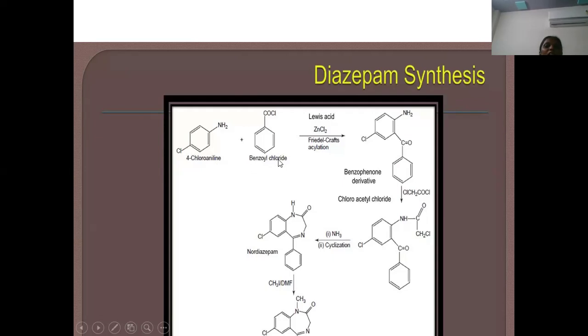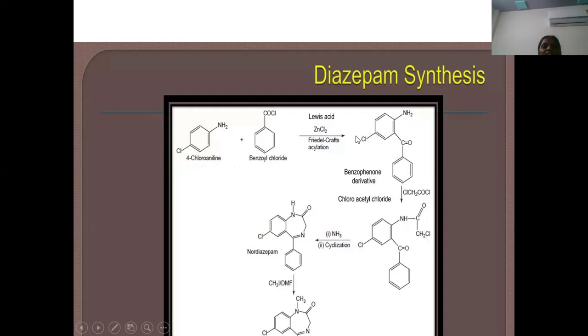This is treated with benzoyl chloride. Benzoyl chloride is a benzene ring attached with C double bond O, which is the benzoyl structure, along with the addition of Cl. That's why we call it benzoyl chloride. 4-chloroaniline is condensed with benzoyl chloride.